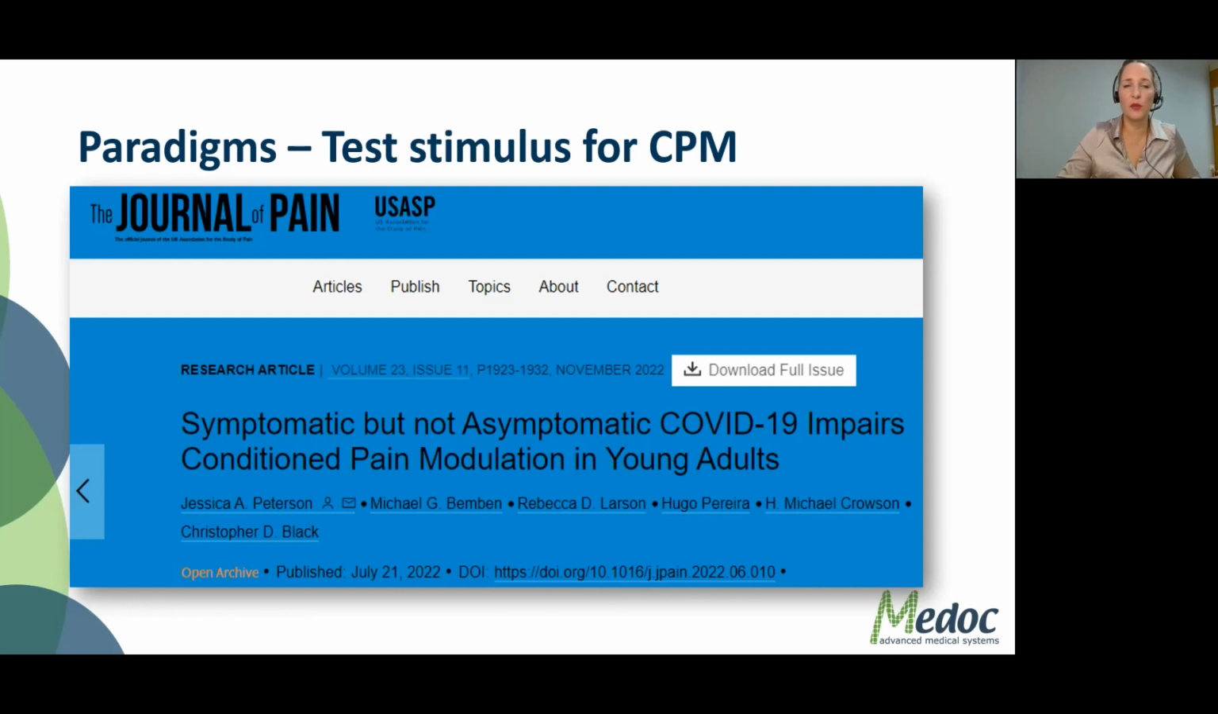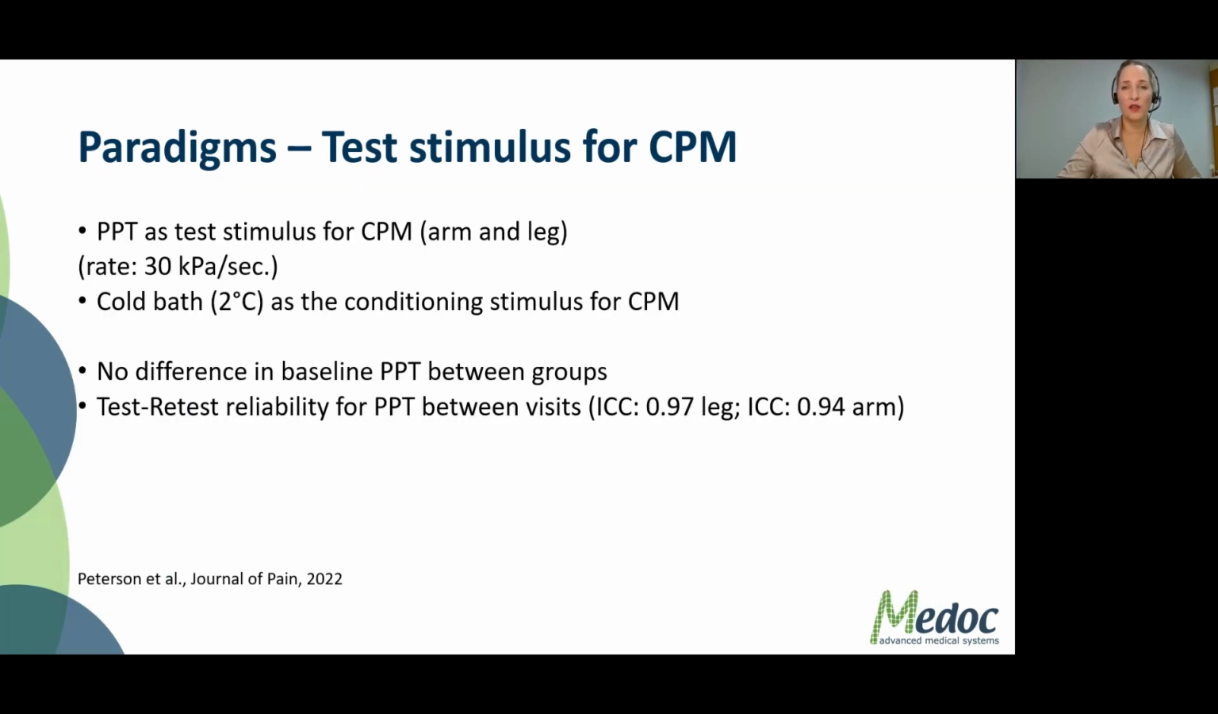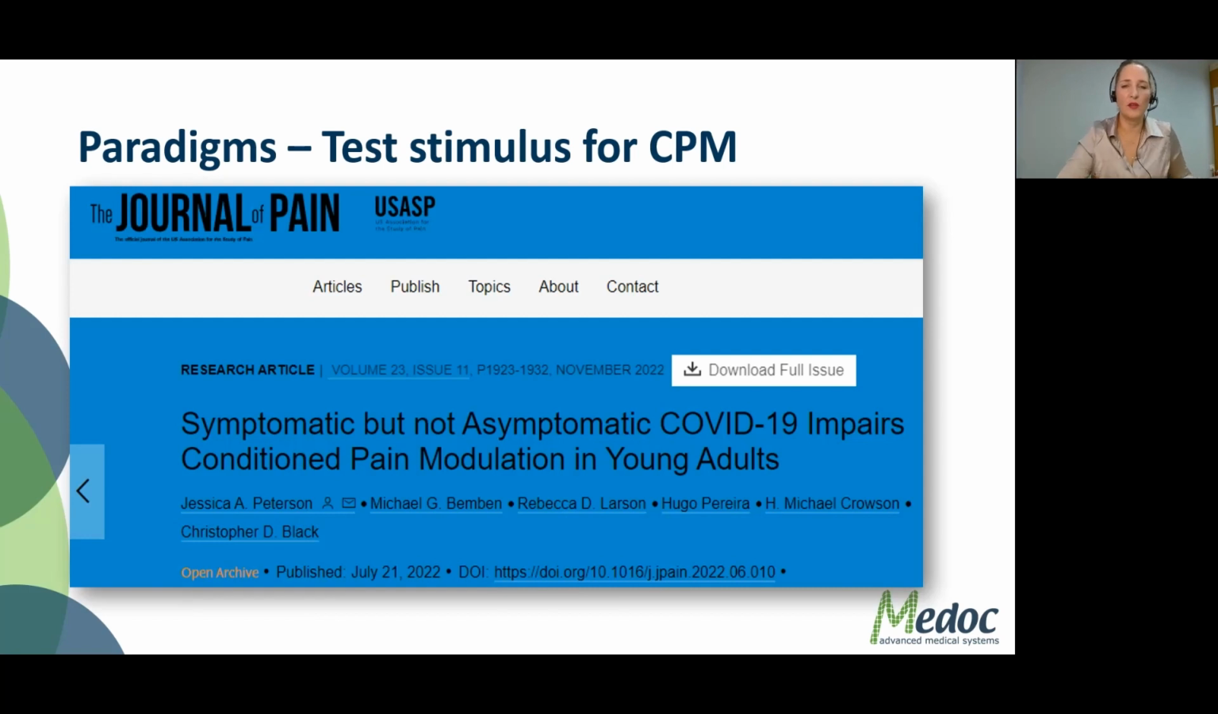So just to give you an example of pressure pain threshold used as a test stimulus for CPM, in this study, which was performed during the COVID epidemic and, excuse me, before vaccinations were widely introduced, all of their subjects were not vaccinated. They had controls that never had fallen ill with COVID, those that had symptomatic COVID, and those that had asymptomatic COVID. And they did the pressure pain threshold test for the CPM on the arm and the leg with a rate of 30 kilopascal per second.